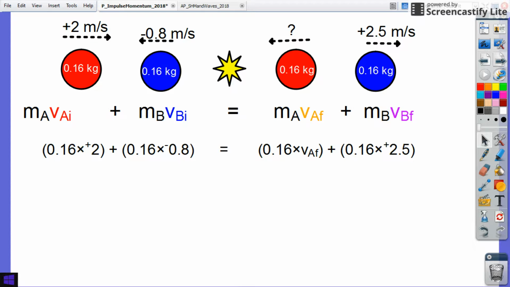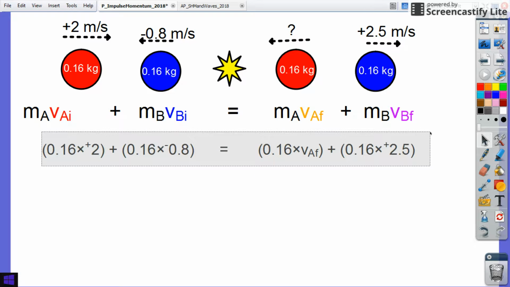So, shabam. Here's my equation. MAVAI plus MBVBI equals MAVAF plus MBVBF. And if I write it like this, I'm literally just going to take the numbers and plug them in to the term that is right underneath it. And I get this beautiful piece of work.